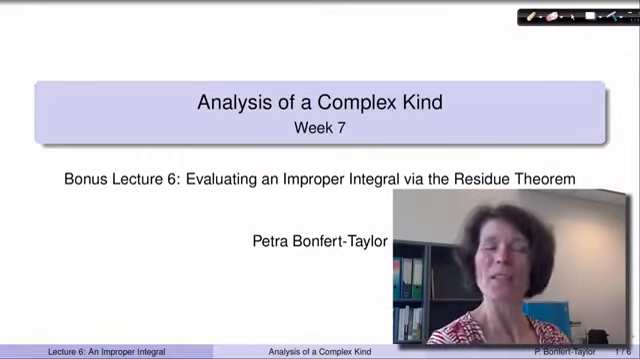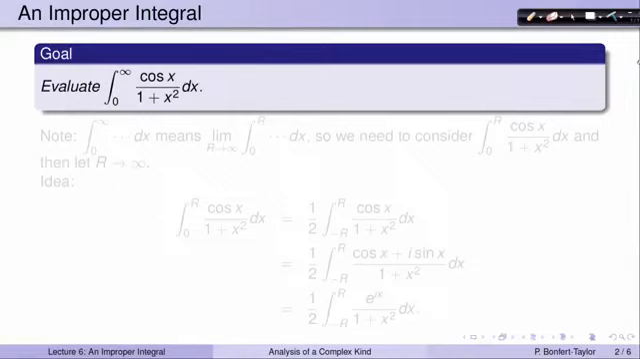Here's the integral we want to evaluate: the integral from 0 to infinity of cosine x over 1 plus x squared dx. You can try all kinds of substitutions and techniques you know from calculus, but it's really hard to crack this integral. Let me quickly explain what all this notation means.